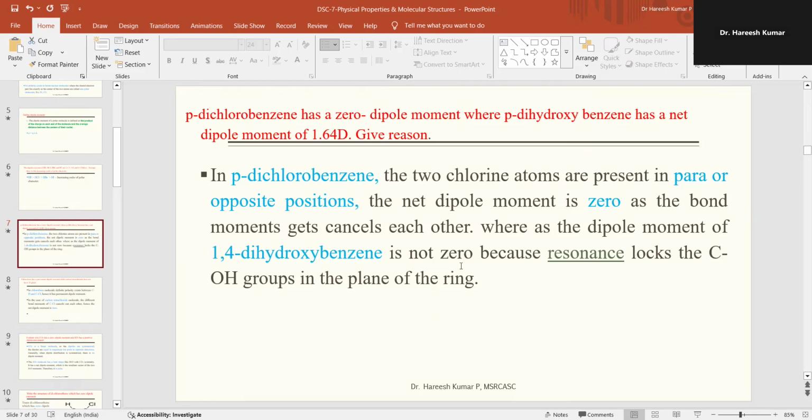this is because of the resonance. It's not a zero dipole moment. That means it has a dipole moment. That's because of the resonance forms of the 1,4-dihydroxybenzene.